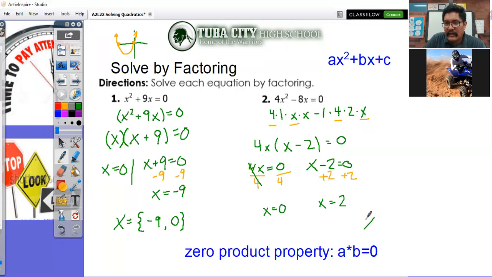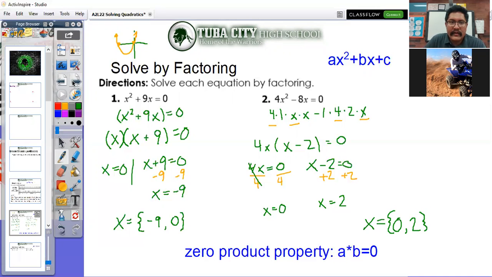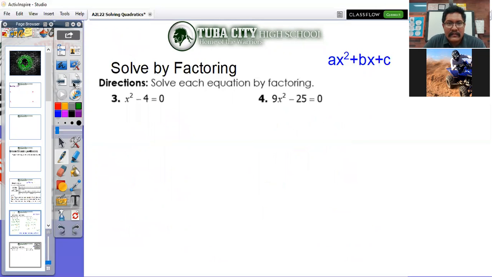So let's go ahead and put it into our solution notation: 0 and 2. And there we go. We are done with this first one. We have quite a few problems to cover, so I'm going to keep the pace moving a little bit. Let's go to the next one.